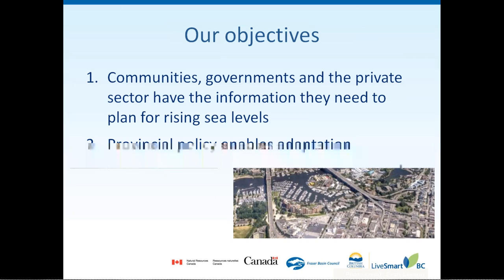Our second objective is that provincial policy enables adaptation. So we want to make sure that our policy framework around flood policy, for instance, and land use policy on the coast, doesn't have any barriers in it that would prevent other decision makers from making appropriate decisions, and in fact that it actually enables and perhaps encourages taking adaptive measures. And our third objective is that the public is informed about the issues and the progress in addressing them.